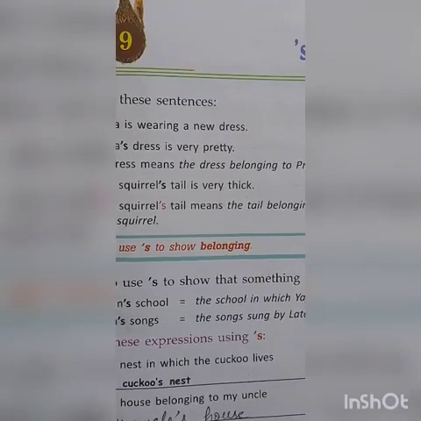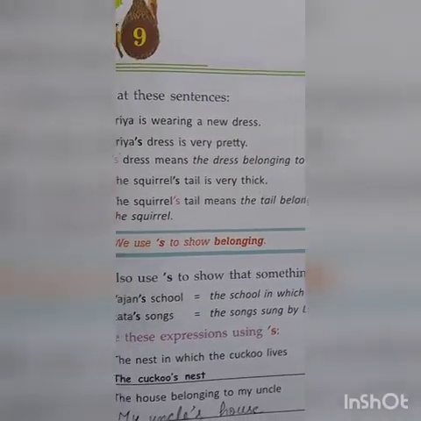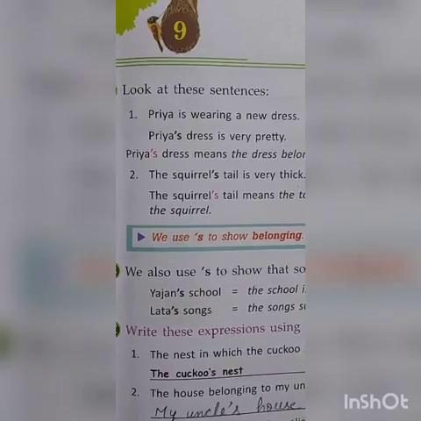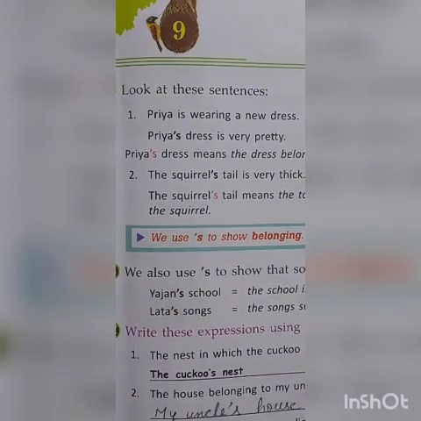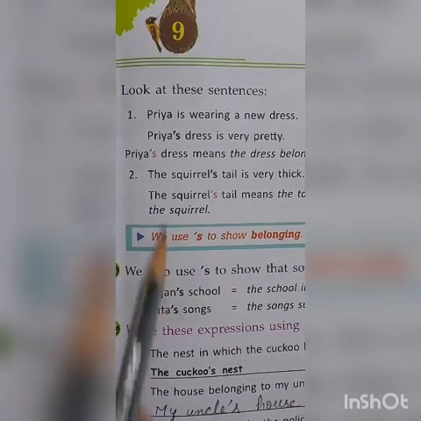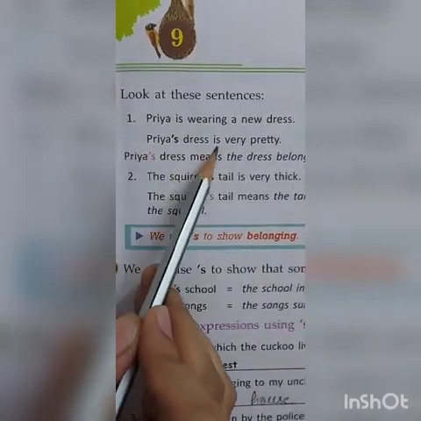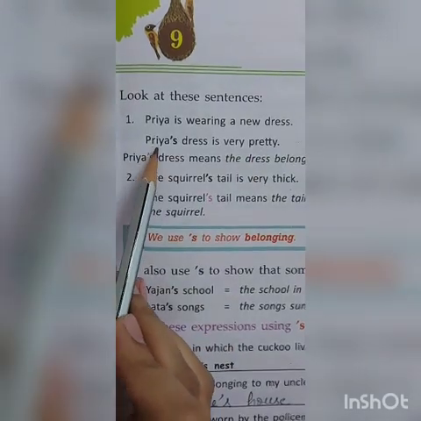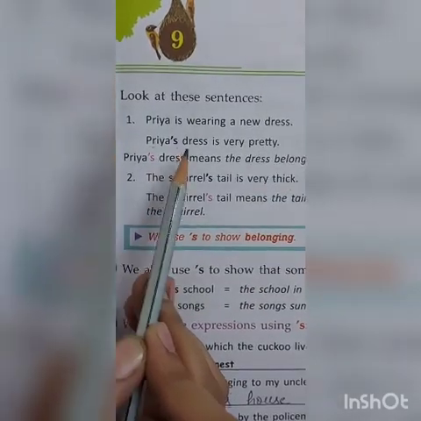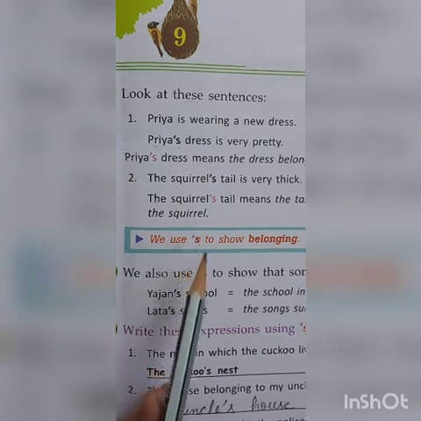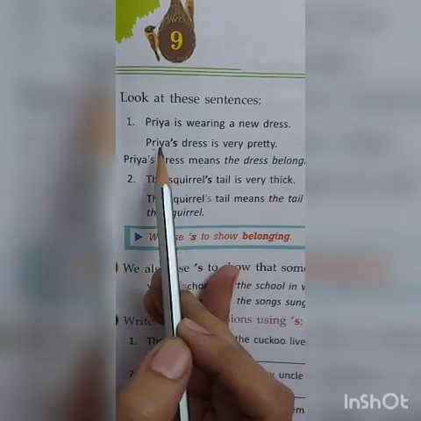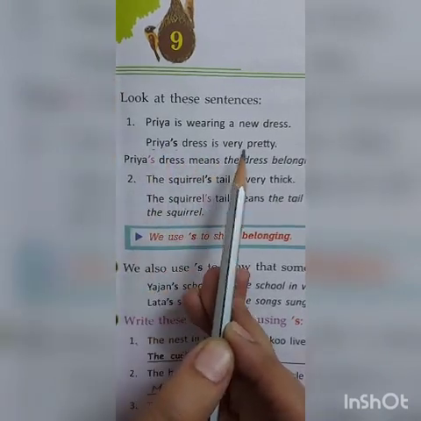Children, now open page number 21 of your grammar book, and let's look at the sentences given here. The first sentence is, Priya is wearing a new dress. What is Priya wearing? She's wearing a new dress. And the next sentence says, Priya's dress is very pretty. Here you can see that after the word Priya, they have put apostrophe S. Priya's dress is very pretty. Now, this means that the dress belonging to Priya is very pretty.